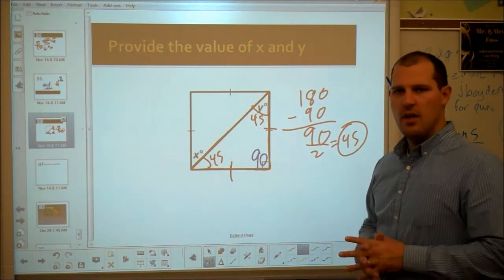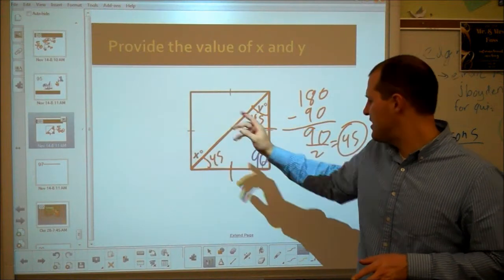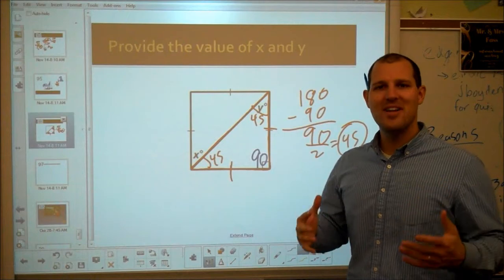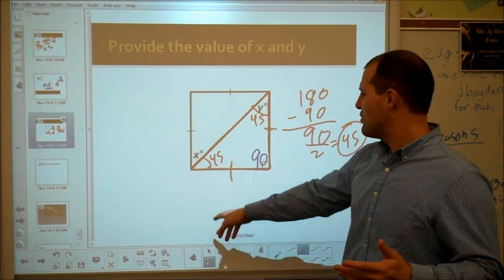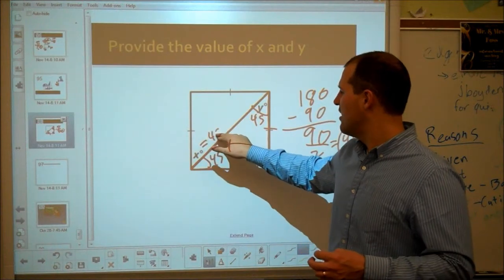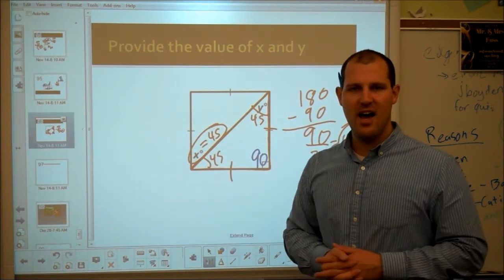Okay, that was this triangle. Now how does the triangle on the top left differ from the triangle on the bottom right? This is a square, so they're exactly the same. It's just cut in half. So this part corresponds to one of these angles, which means that x is also 45.